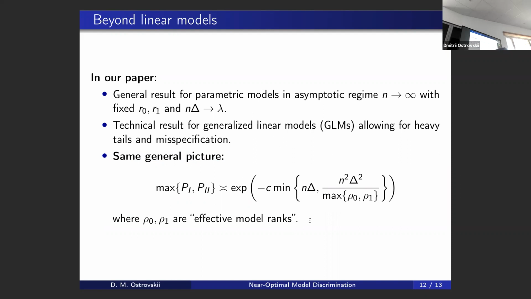So then what we show, the high-level picture, is that the upper bound on the probability of error is the exponential of the smallest of n delta and n squared delta squared over the worst of the two effective model ranks. Now the devil is in the detail of how you define the effective model ranks. We will look right now at the asymptotic result, and then there is a generalization in linear models where you have a similar flavor of the result.